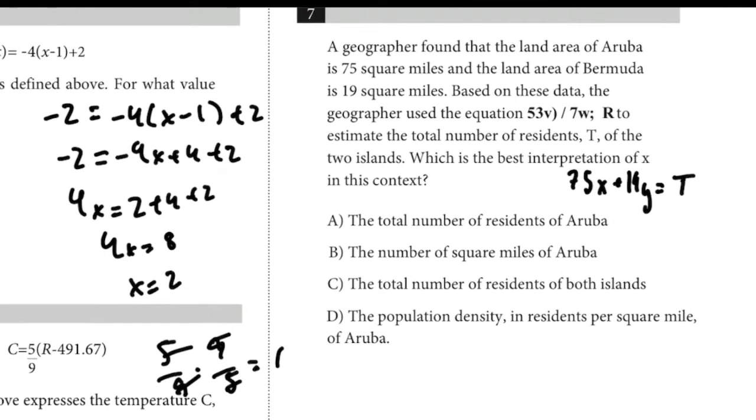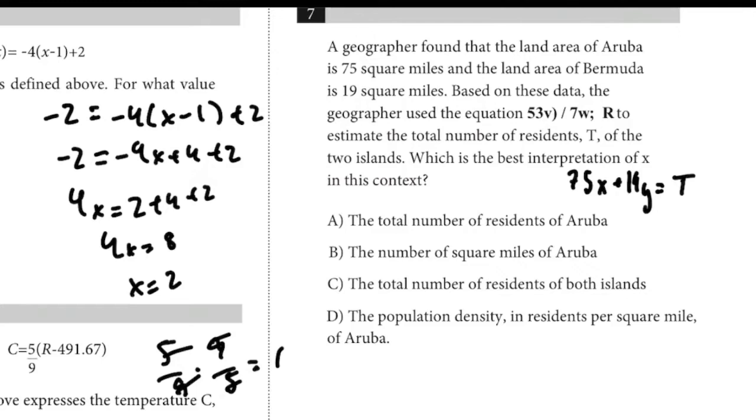Here, a geographer found that the land area of Aruba is 75 square miles and the land area of Bermuda is 19 square miles. Based on these data, the geographer used this equation. I don't know why it doesn't show here, so I put the actual equation here: 75x plus 19y equals t. To estimate the total number of residents t of the two islands, which is the best interpretation of x in this context?